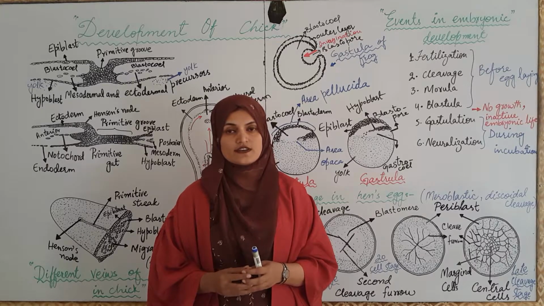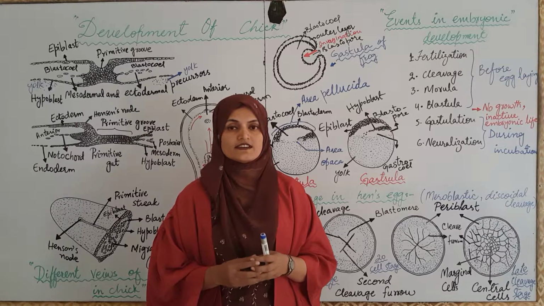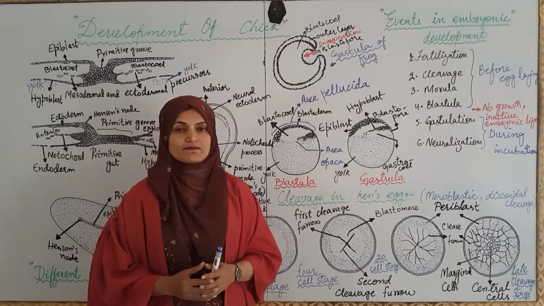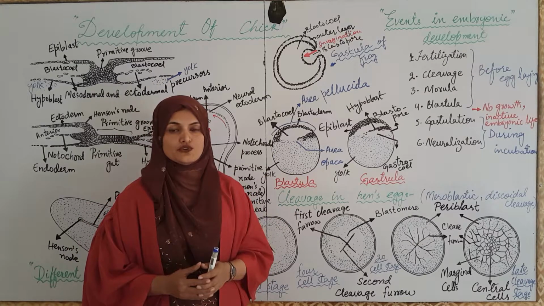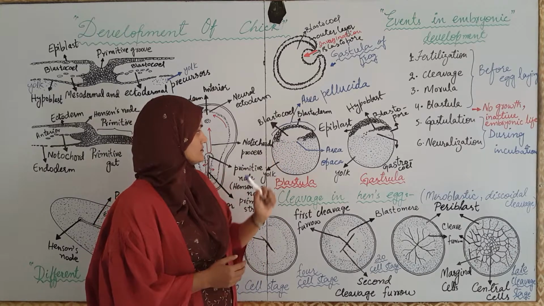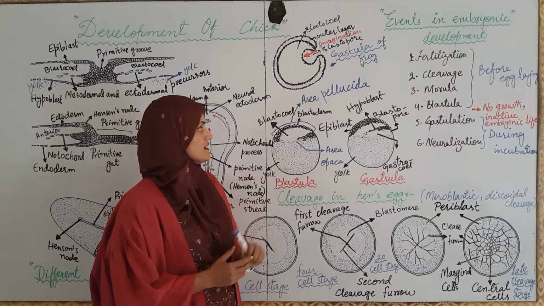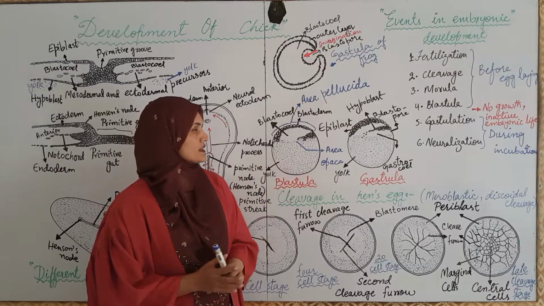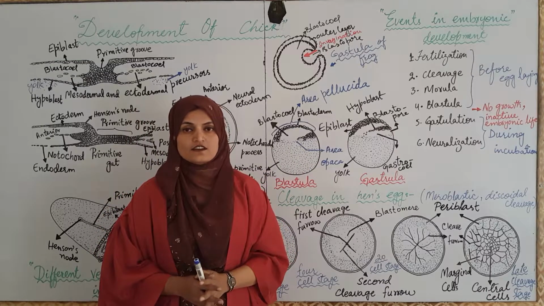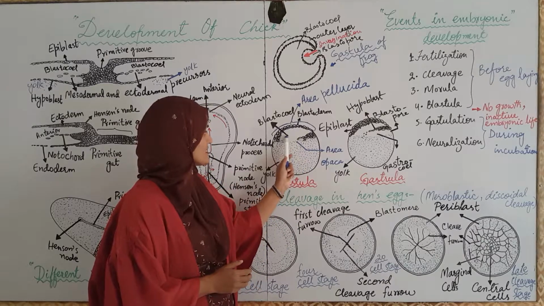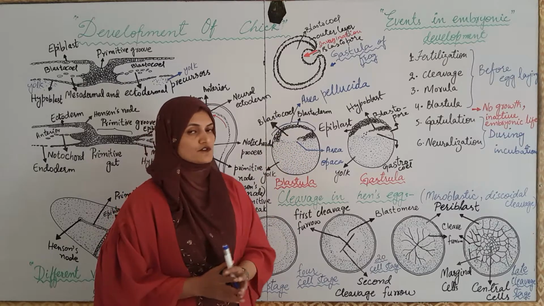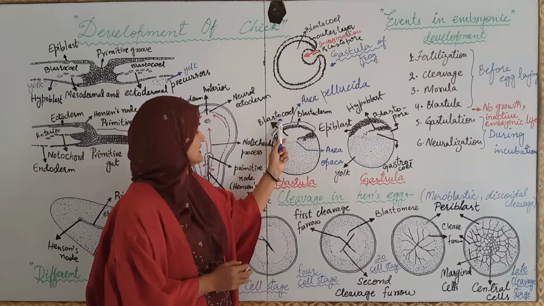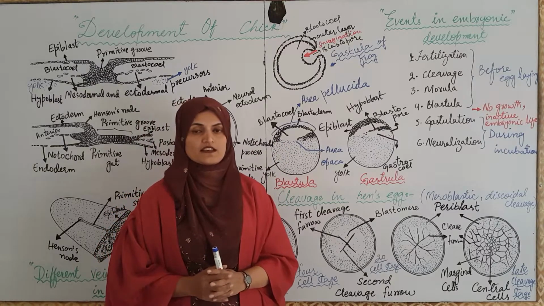This is a very short stage and the embryo enters into another stage, that is blastula, by splitting the blastoderm into two layers. One is the epiblast and the second one is the hypoblast. This is the epiblast and this is the hypoblast. As a result, a fluid-filled cavity is formed, which is termed the blastocoele. Because of the formation of the blastocoele, the stage is termed the blastula stage.